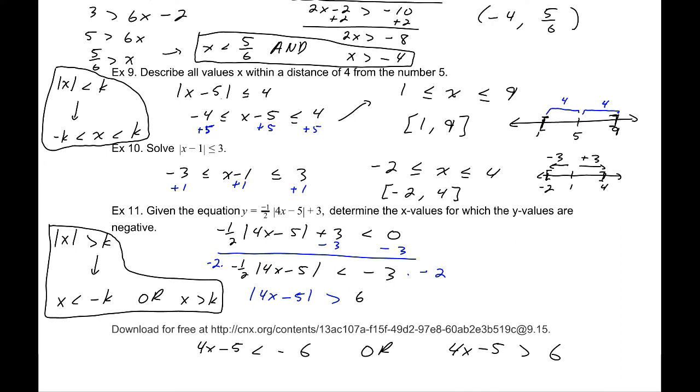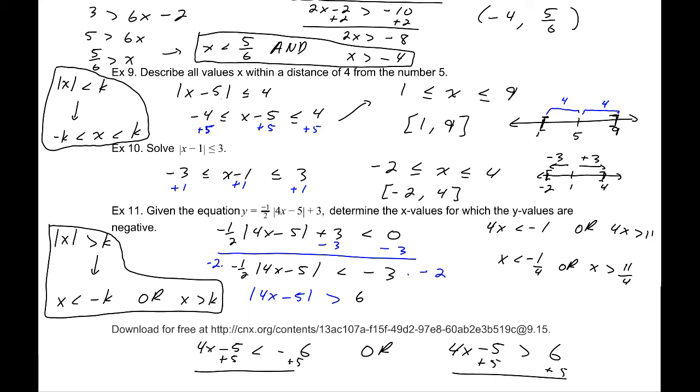All right, solving the first of those, I'll finish this out here. For both of these, I'm going to add 5 to both sides. So for this one, 4x is less than negative 1, or 4x is greater than 11. So x is less than negative 1/4, or x is greater than 11/4.